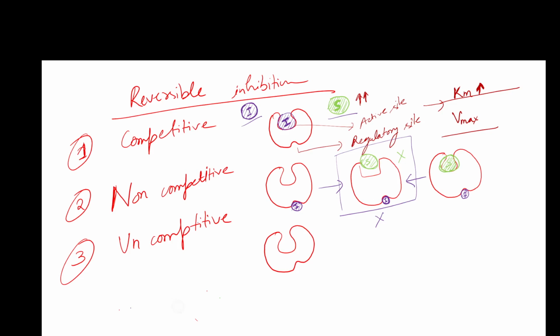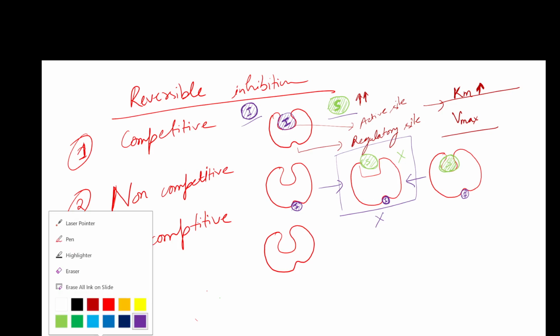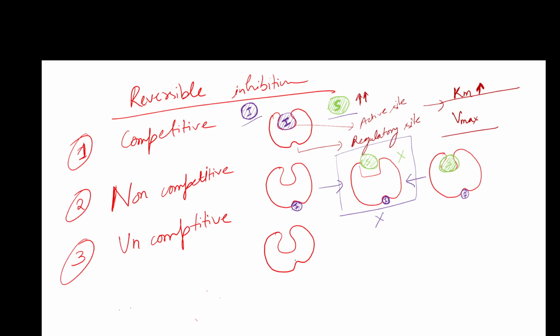In the uncompetitive inhibition, what happens? The inhibitor binds to the regulatory site only, but when the substrate is bound to the enzyme, then only it binds and doesn't allow the enzyme to function.